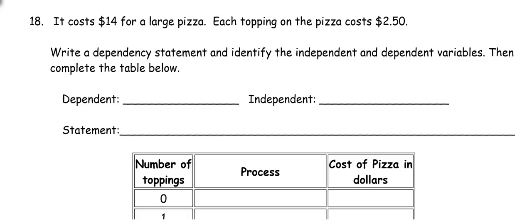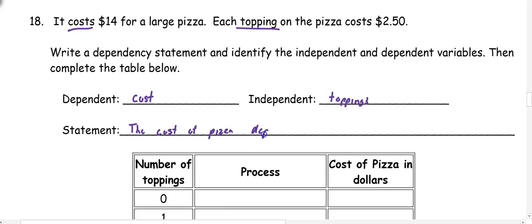Number 18, it costs $14 for a large pizza. Each topping on the pizza costs $2.50. So write a dependency statement, identify the independent and dependent variables, and complete the table below. So the thing that we're talking about here is cost and our toppings. So think about when you order pizza, the cost of our pizza is going to change based on how much stuff you want on the pizza. So our dependent variable is going to be cost, and our independent variable has to be the toppings then. So in our statement, we would say the cost of pizza depends on the number of toppings.